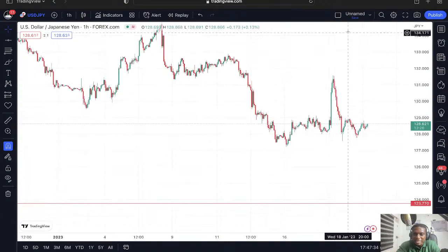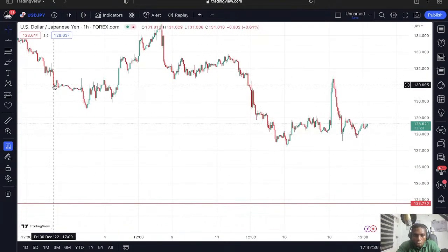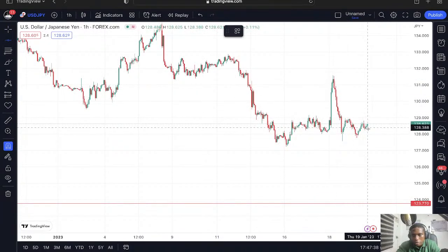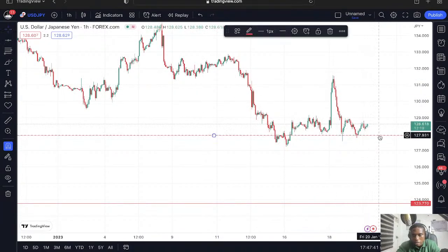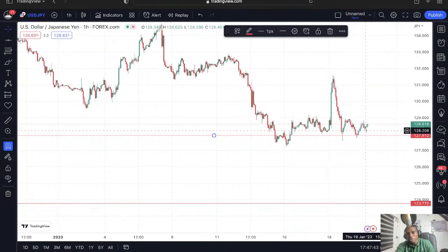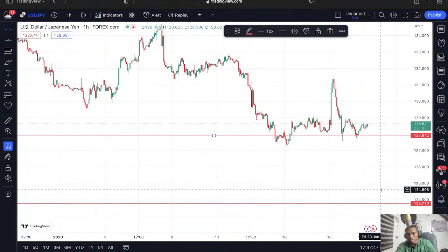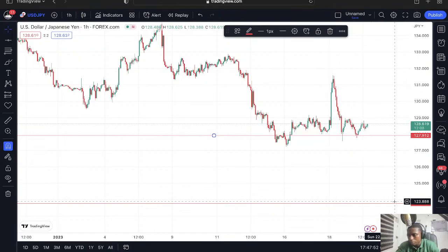Or setting a sell order below here. You set a sell order, so when price falls to this level and keeps falling, your sell order triggers and it falls here and you take profit.